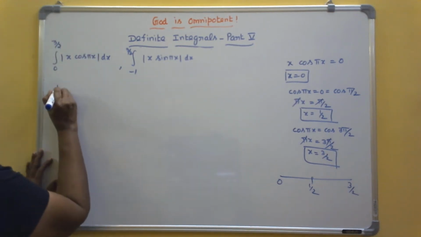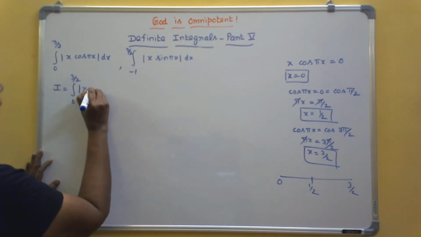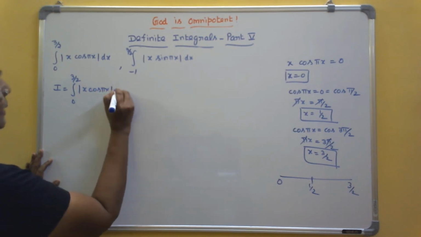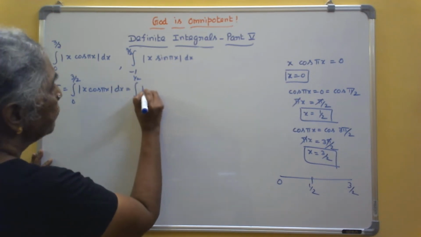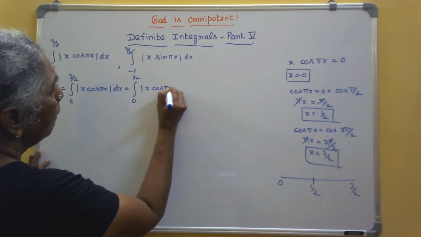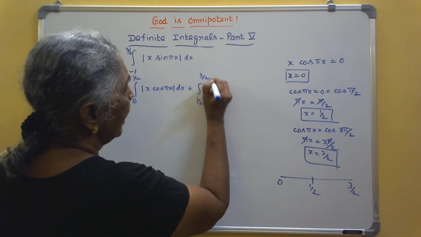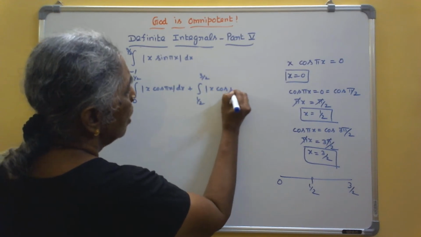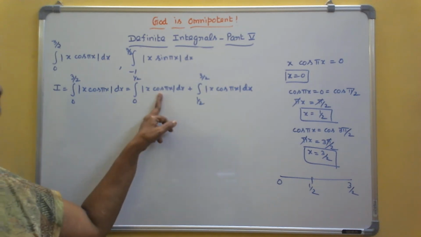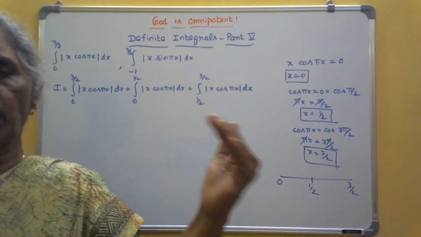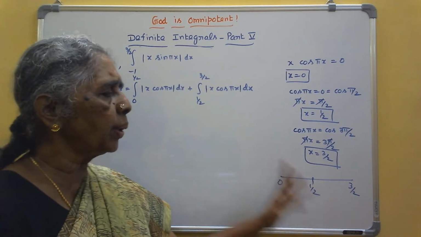So first let me write the sum. I is equal to integral 0 to 3 by 2 mod x cos pi x dx. This I can write as integral 0 to half mod x cos pi x dx plus integral half to 3 by 2 mod x cos pi x dx, right? Now I have to find this modulus function, in which interval it will be positive and in which interval it will be negative. Now, let us come to 0 to half.